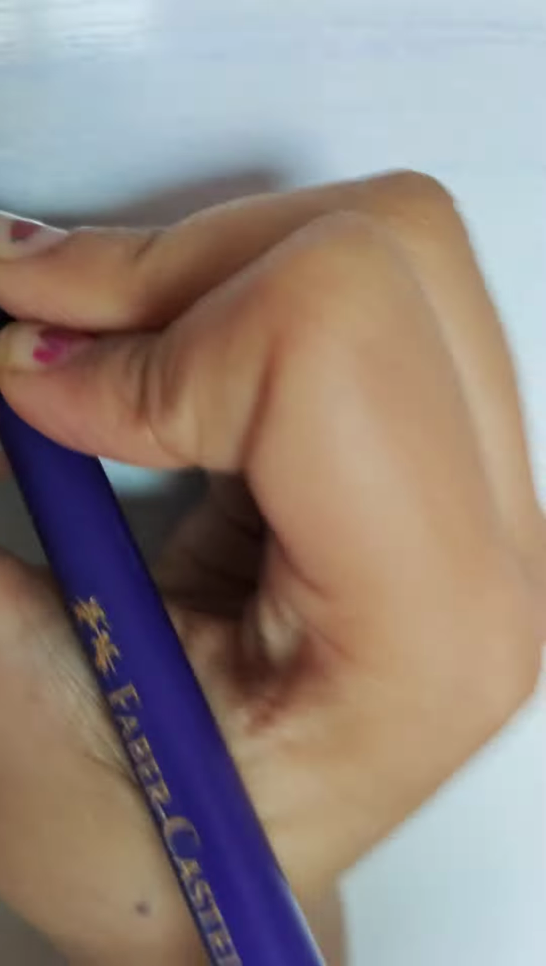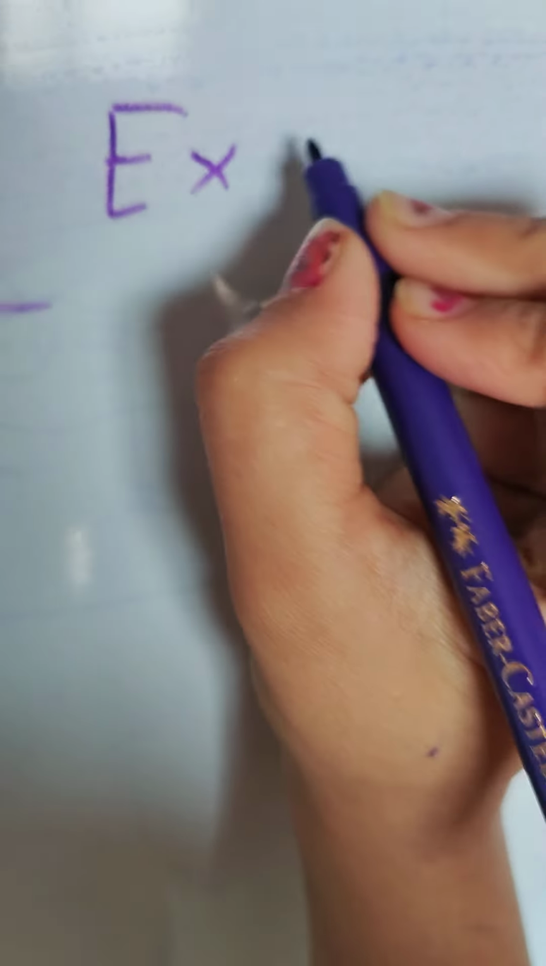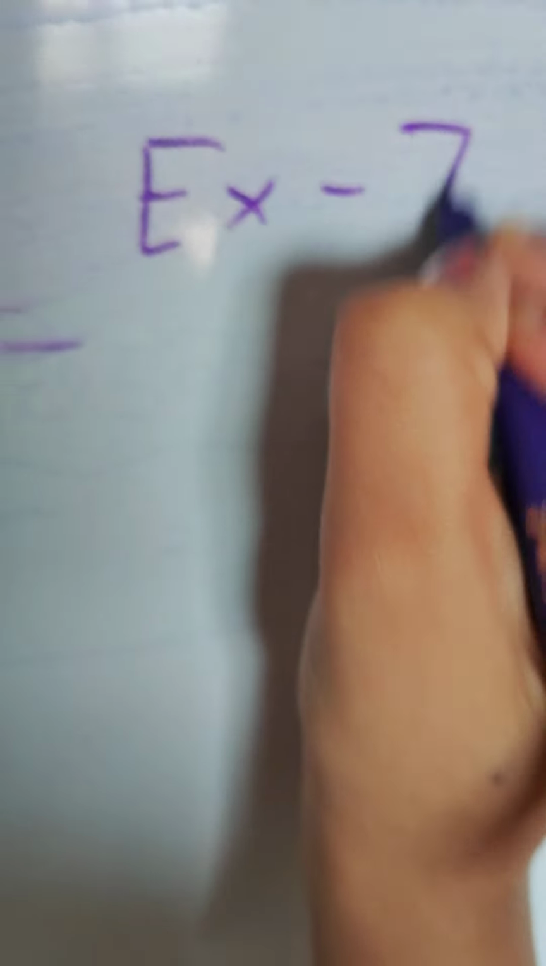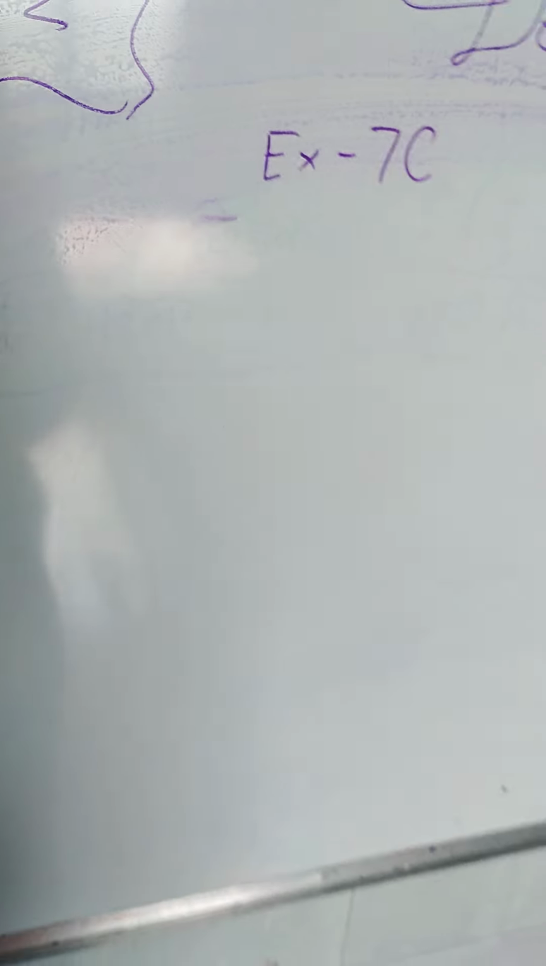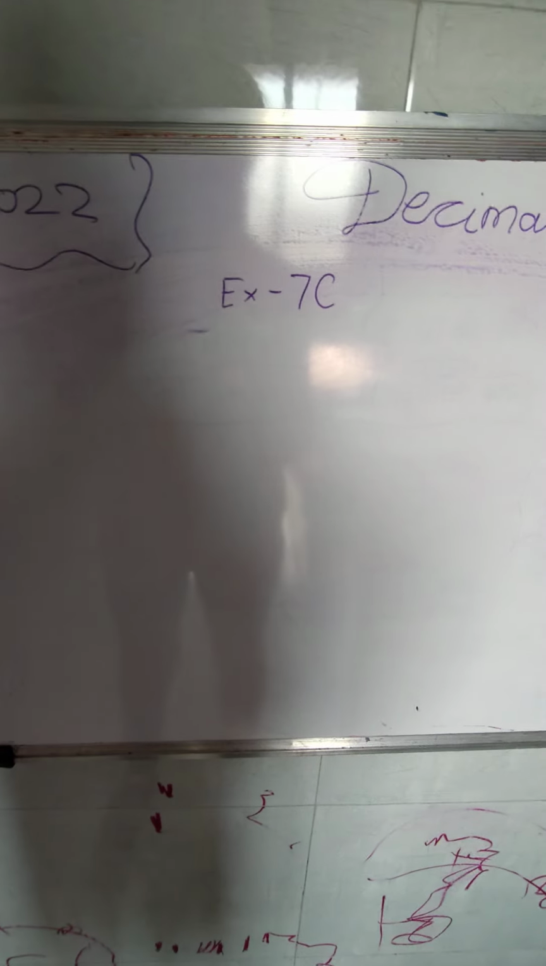Page 107. Okay, so let's move on. I'll write exercise also, 7C. So board is nice and clearly visible, right? Not at all blur, right? If it's blur, please let me know.